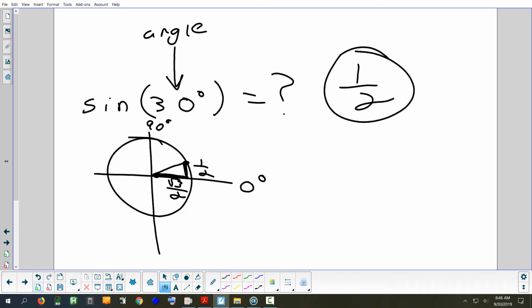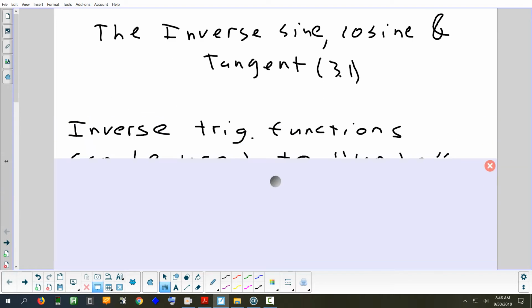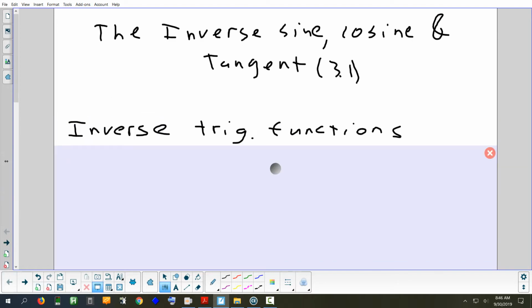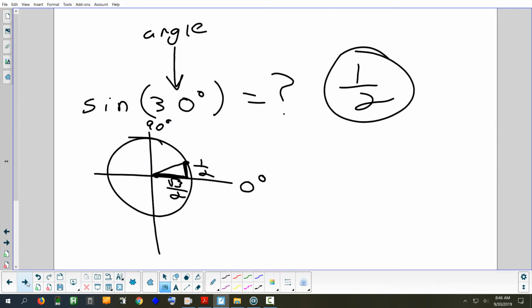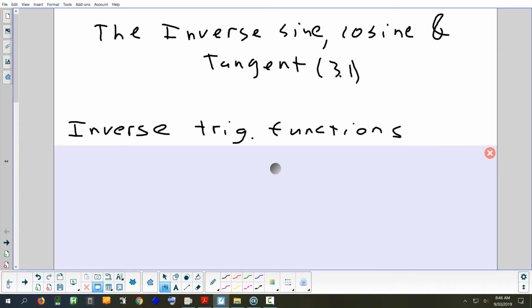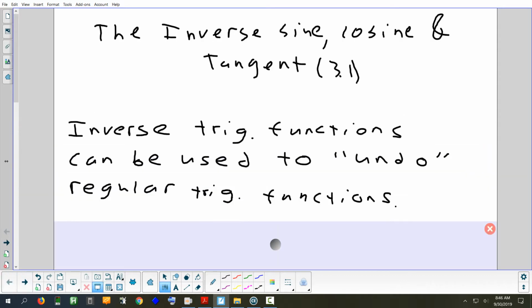All right? This week, we're going to switch that around. So we're going to look at inverse trig functions. What I just showed you here is just a regular trig function. This is inverse. The inverse is basically used to undo what I just did. Kind of takes you back. Let me go to that same problem we just did and show you what it would look like as an inverse trig problem.